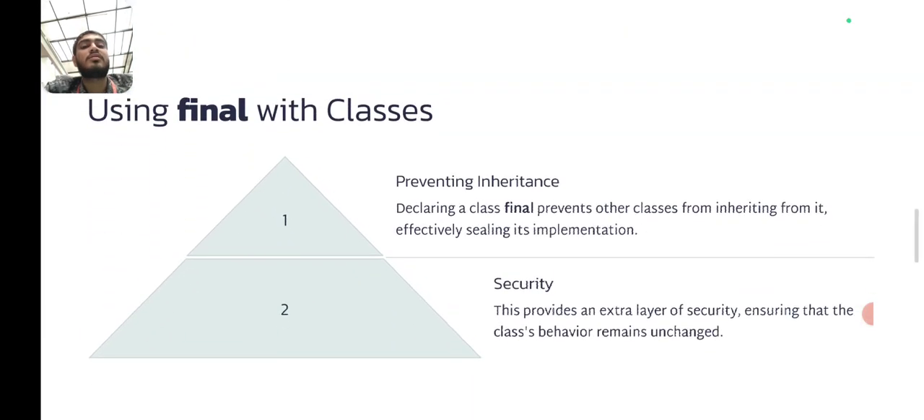Using final with classes: preventing inheritance. Declaring a class final prevents other classes from inheriting from it, effectively sealing its implementation. Security: this provides an extra layer of security by ensuring that class behavior remains unchanged.